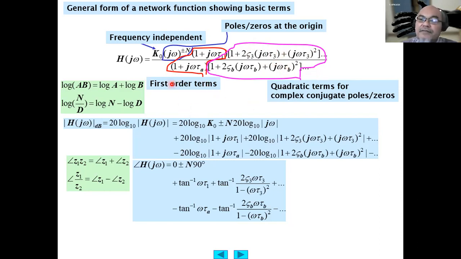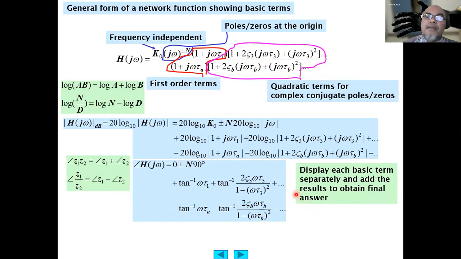Negative, then the phase angle of the denominator part: arctan of ωτa divided by 1, negative arctan of 2ζb ωτb divided by 1 minus ω²τb². So we display each basic term separately, and after that we add each result, by addition or subtraction, to find the overall or final transfer characteristic.